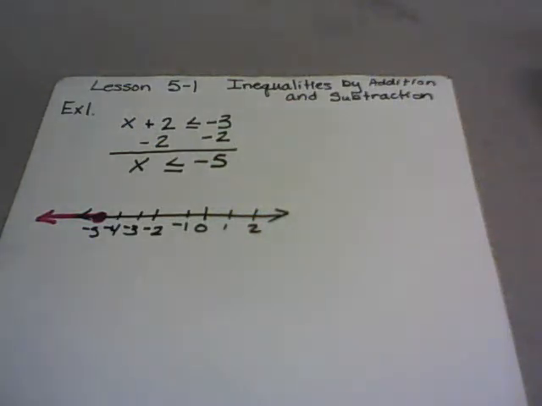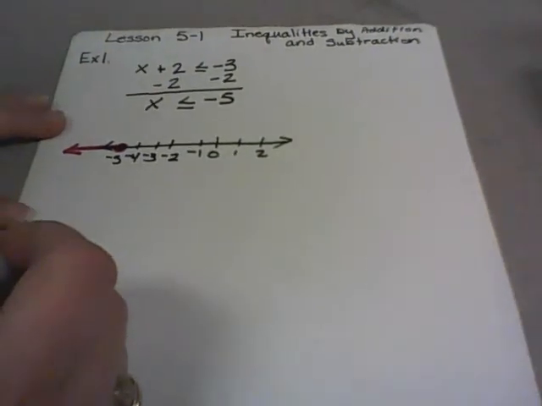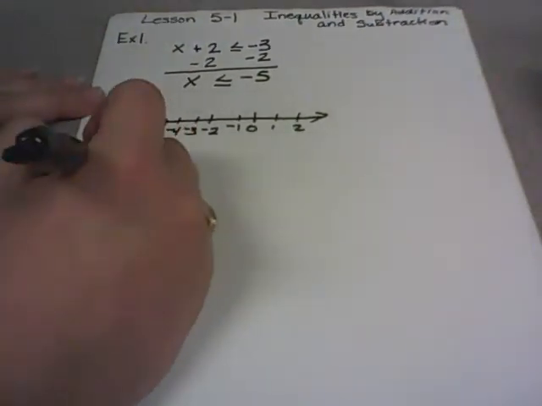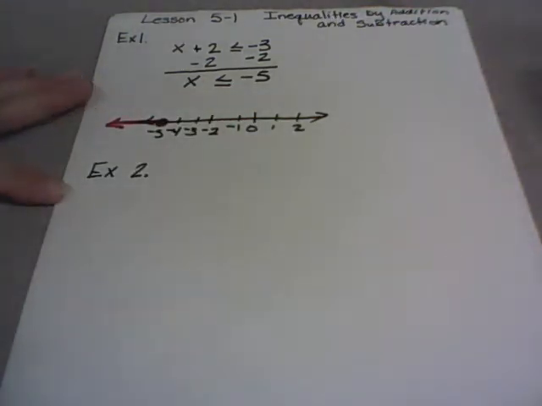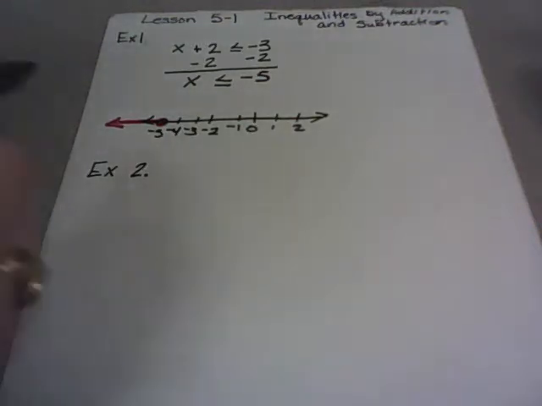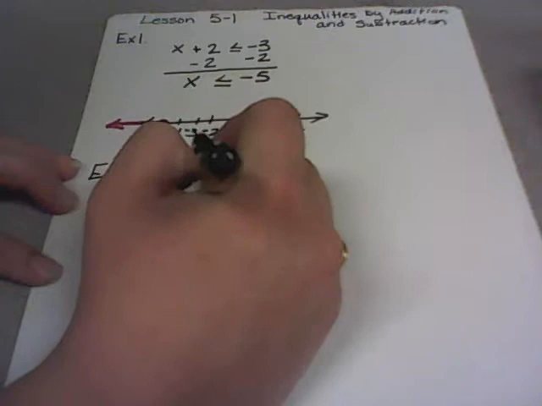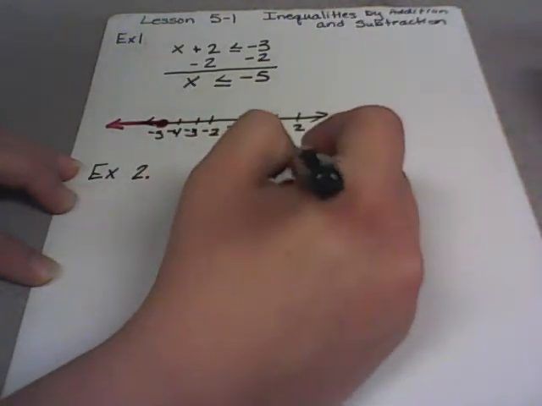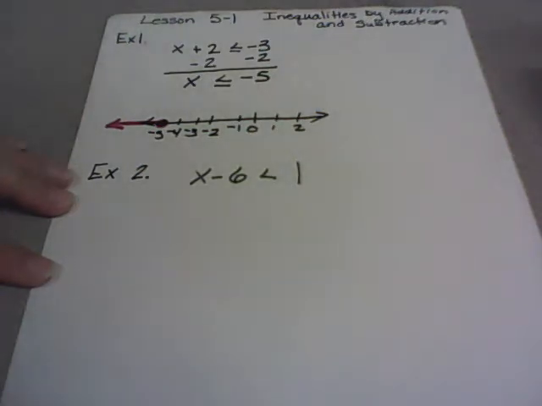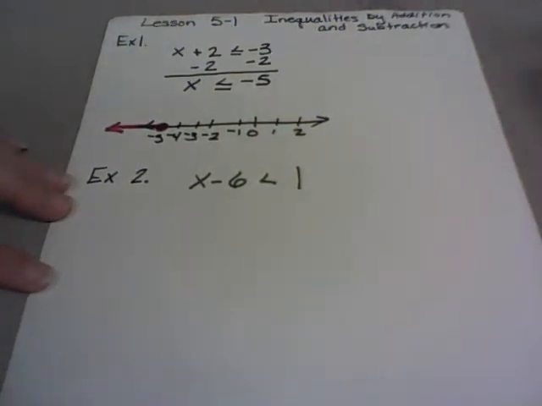So let's look at our example 2. Example 2 is going to be with subtraction. Again, it's not any different than how you would solve a regular equation with an equal sign. In this one, we are going to use x minus 6 is less than 1. Okay, so my main goal again is to get all the numbers on one side of the sign and leave the variables on the other.